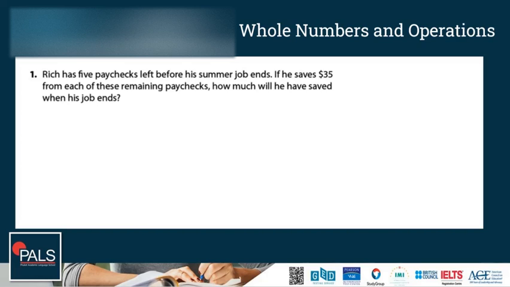Okay, number 1. Rich has 5 paychecks left before his summer job ends. If he saves $35 from each of these remaining paychecks, how much will he have saved when his job ends? So, he still has 5 paychecks. In each paycheck, he saves $35. So, we need to multiply $35 by 5. The answer is $175.